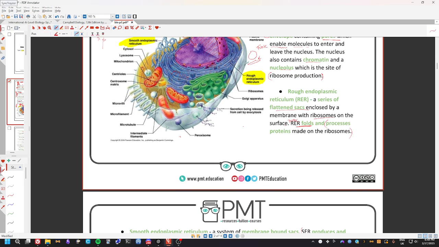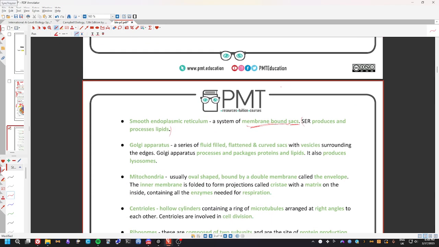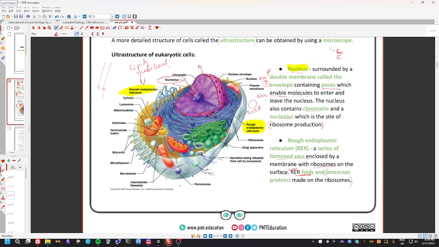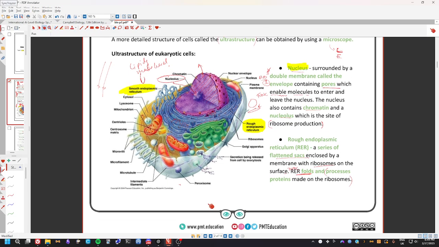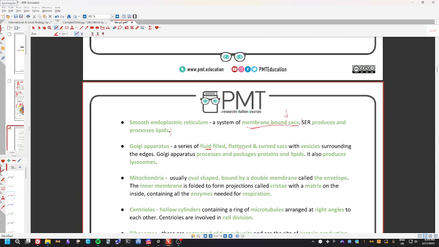So now that we've visualized it, we can see that there are a series of fluid-filled, flattened, and curved sacs. Flattened just like the sacs in the previous ones. Why are they curved? Because if you look at it, they've got that curve. Over here, these are curved, but they're only curved because they're around the nucleus, and these aren't even curved at all. But these are curved. They have a long side, they have a short side. Now, they're flattened, they're curved.